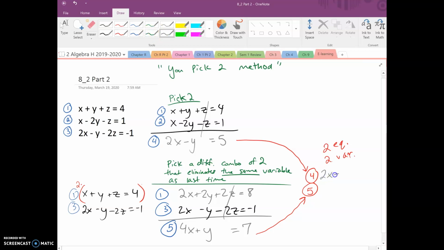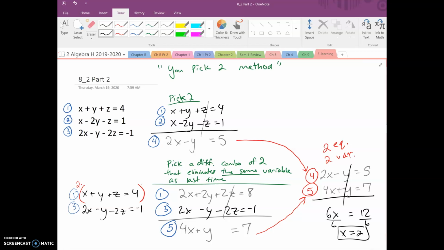This was 2x minus y equals 5. This was 4x plus y equals 7. Do they eliminate right now, or do I have to manipulate one of them? Looks like the y eliminates right now. Okay, so that's 6x equals 12. That means x equals 2. And that's huge news. We need to find the other 2 variables still, but at least we have this good news. Okay, where do we want to plug this back in?